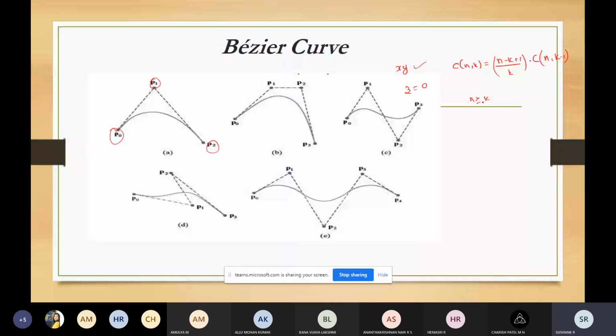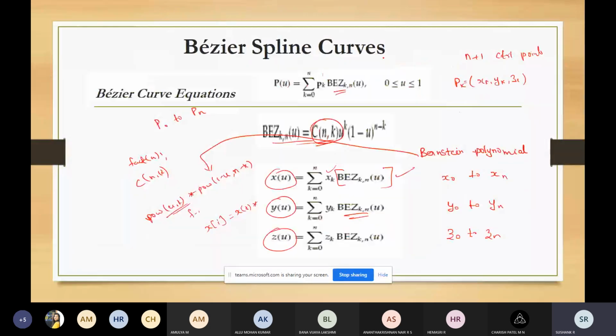And also we have this blending function. This function can also be represented with a recursive relationship.